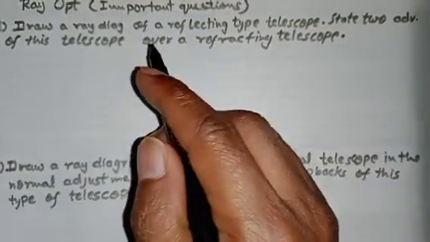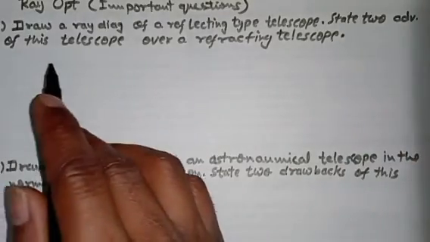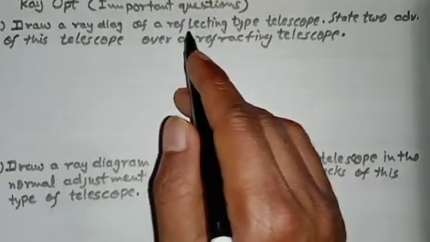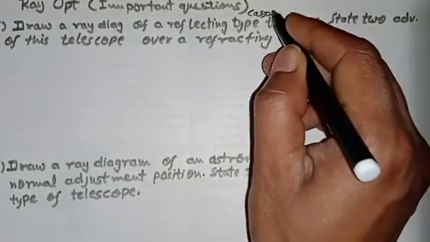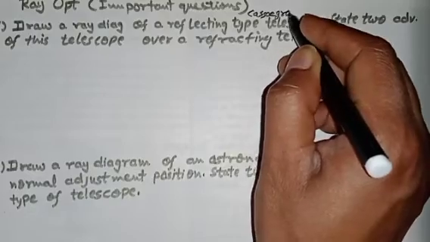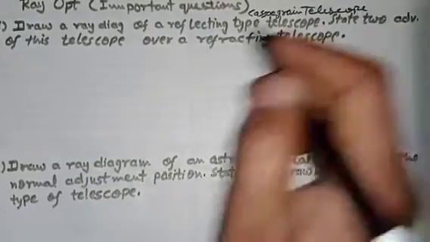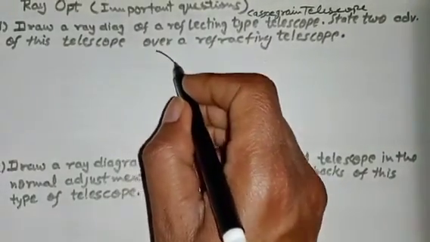Draw a ray diagram of reflecting type telescope. State two advantages of this telescope over refracting telescope. So this reflecting telescope is also called Cassegrain telescope. So only diagram is required, so we'll draw it.